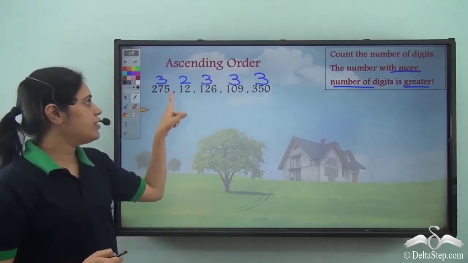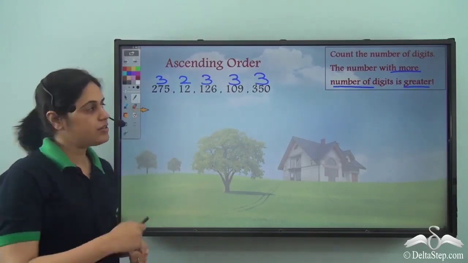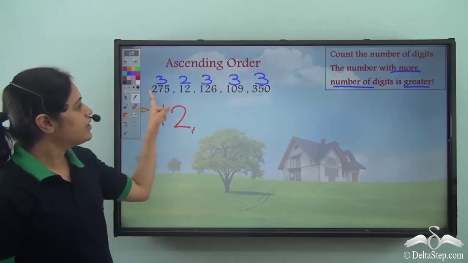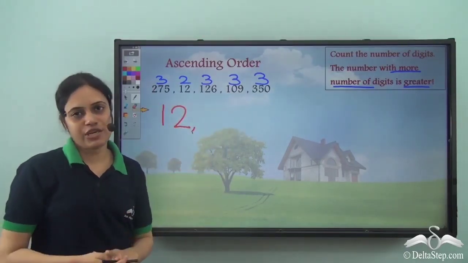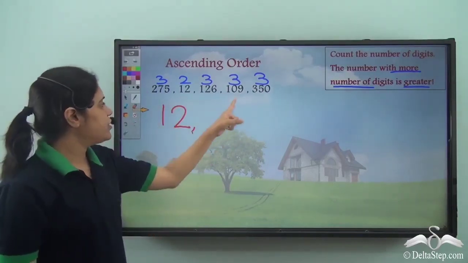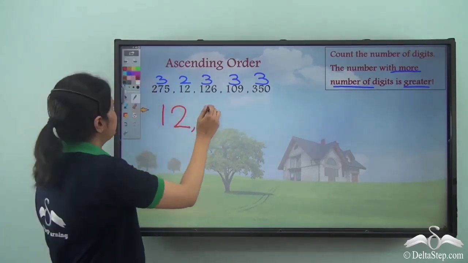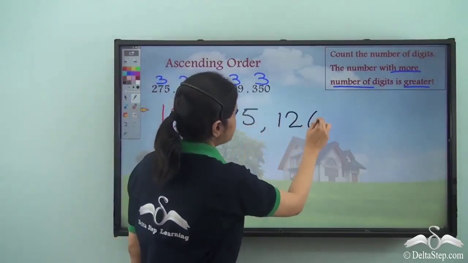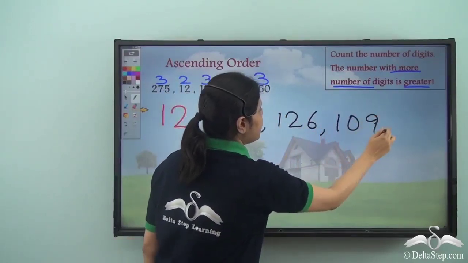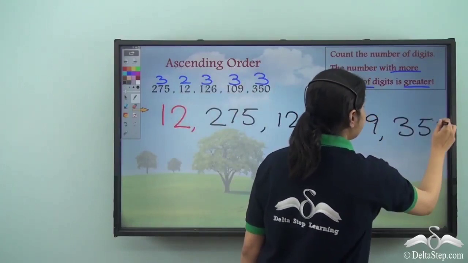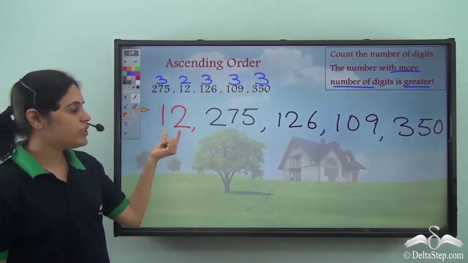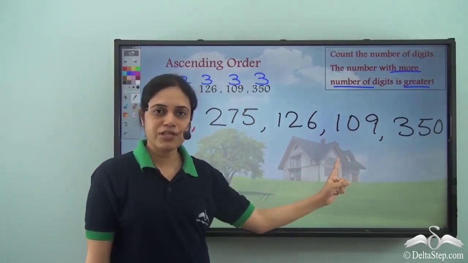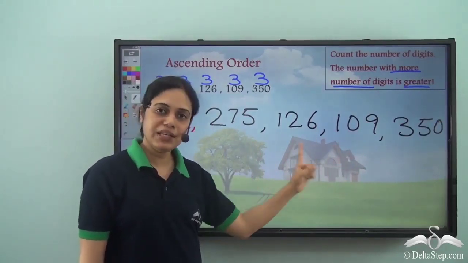So in ascending order, I need to write the smallest number first. So let me write down 12 first. And the rest are all the 3-digit numbers. So I need to write them after 12. So I have 275, 126, 109 and 350. So I know that 12 is the smallest, but the remaining numbers are all 3-digit numbers. So I need to compare among these numbers.